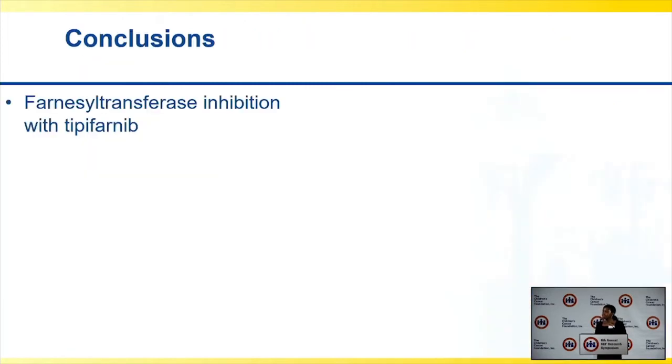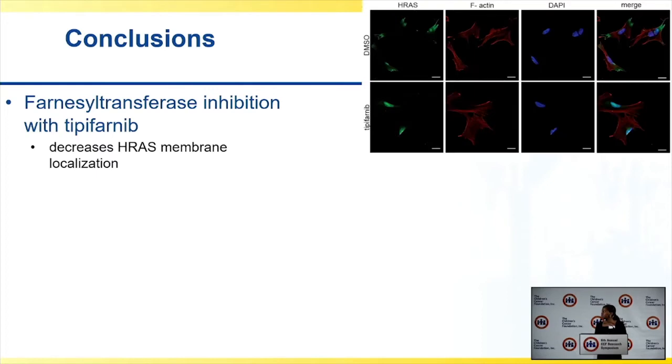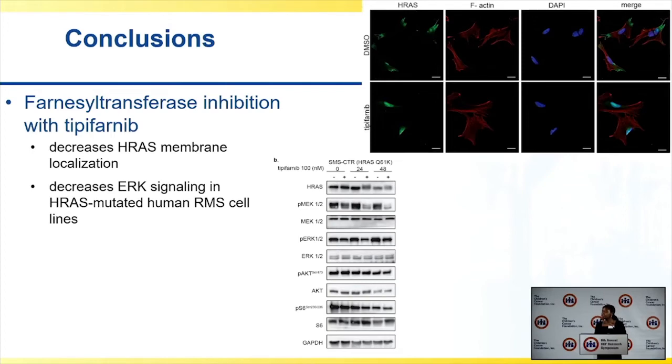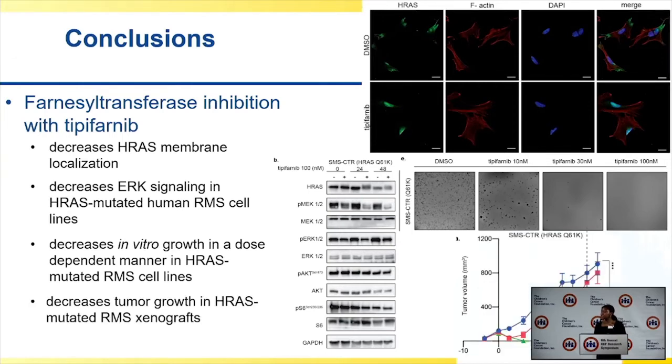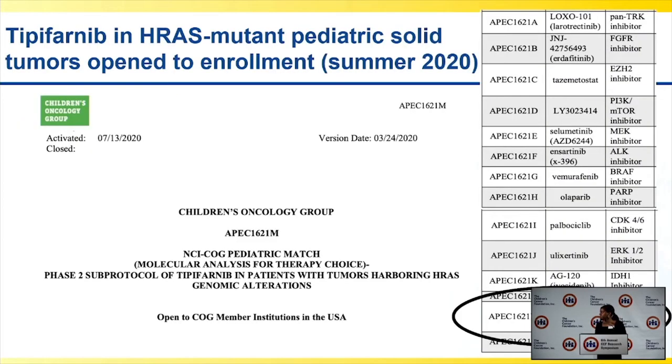So we concluded that farnesyltransferase inhibition with Tipifarnib decreases HRAS membrane localization, decreases ERK signaling in HRAS mutant RMS cell lines, decreases in vitro growth in a dose-dependent manner, and decreases tumor growth in HRAS-mutated RMS xenografts. Our findings are supportive of the current study that's open through the Children's Oncology Group, through the MATCH program that was previously described. There's an arm open for patients with solid tumors that are HRAS mutated who can receive Tipifarnib.